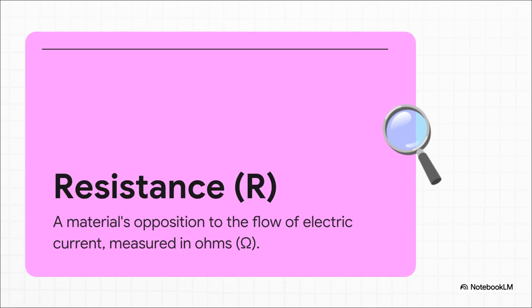And that brings us to our third player, resistance, or R. You see, every material out there puts up a bit of a fight against the flow of electricity. It's like electrical friction. In our analogy, this would be like a skinny part of the pipe that squeezes the flow and makes it harder for the water to get through. We measure resistance in a unit called the ohm.